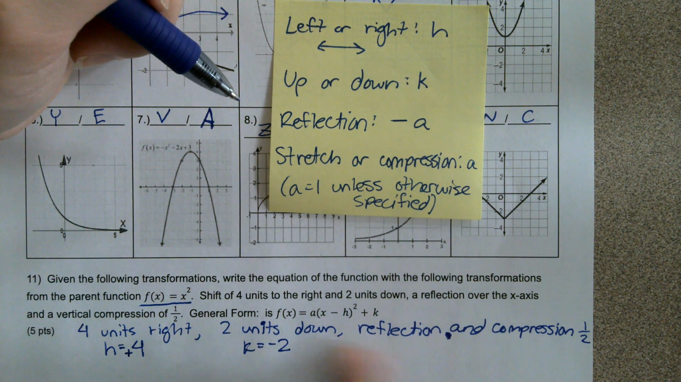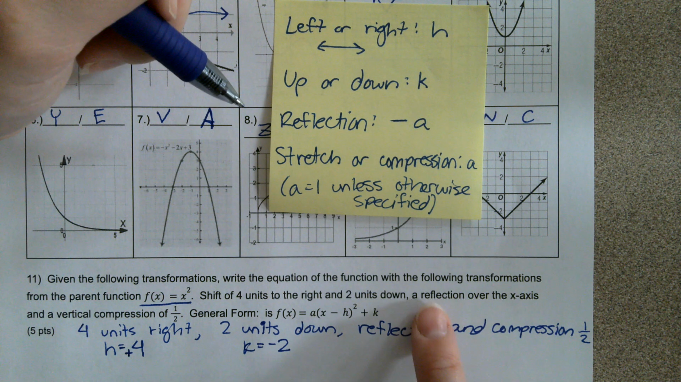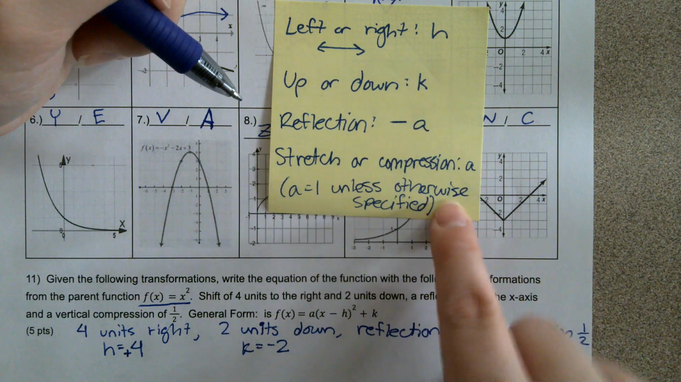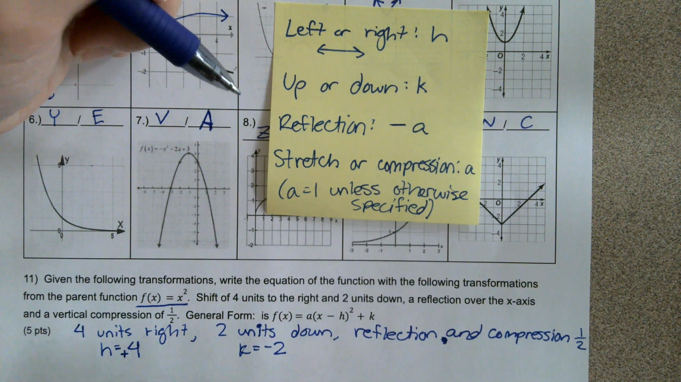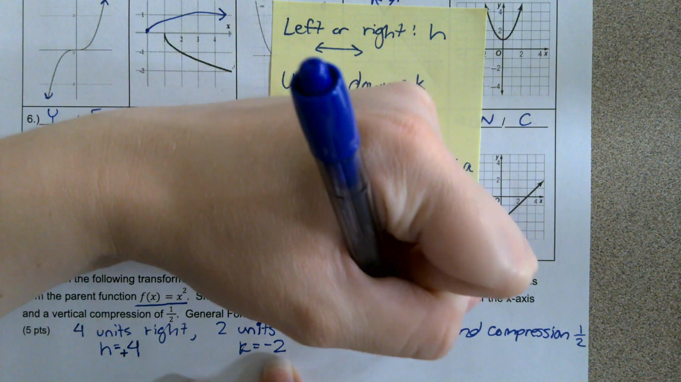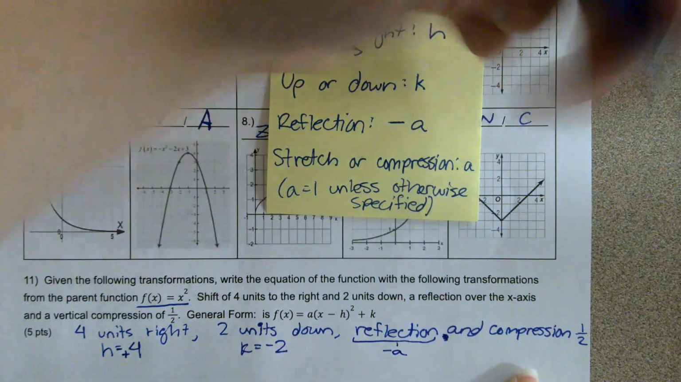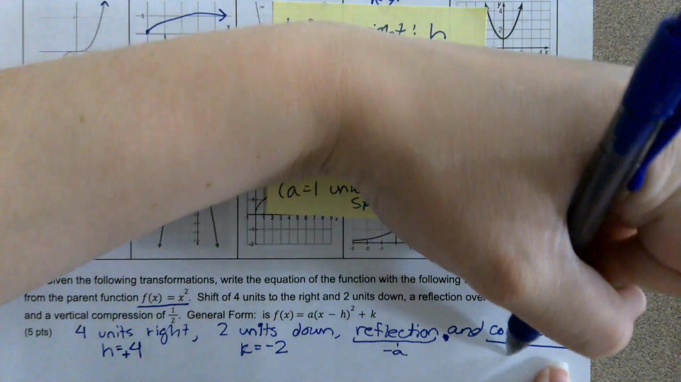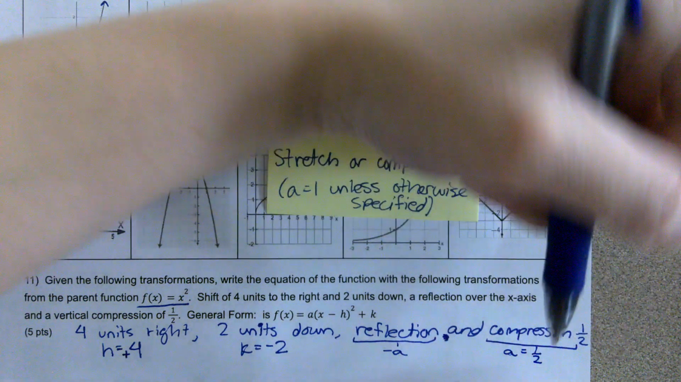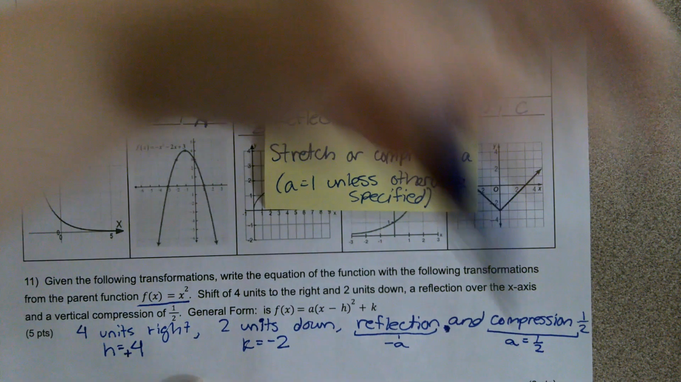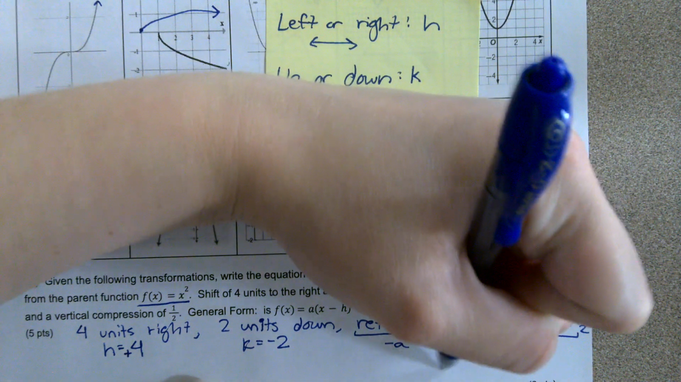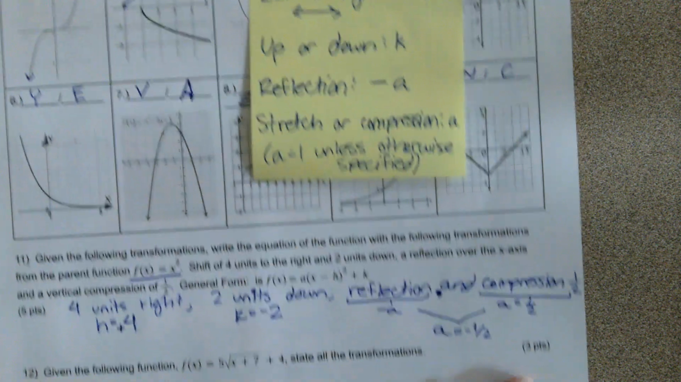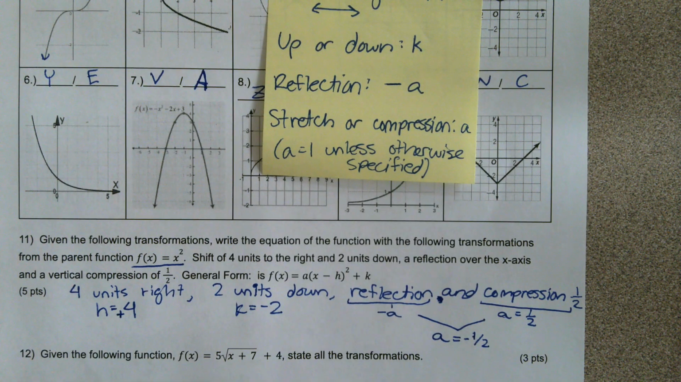Reflection and compression of 1/2. I put these together and notice they are together here. That's because both of these affect A. So I'm going to put them together. So reflection, that means negative A, and compression of 1/2, that means A equals 1/2. So if I put them together, A equals negative 1/2. When I put all of that information together, A is by itself negative 1/2.